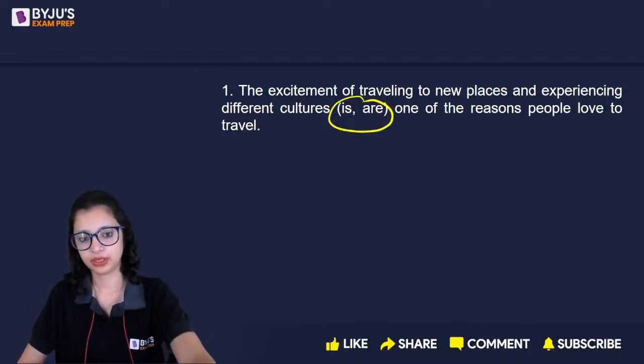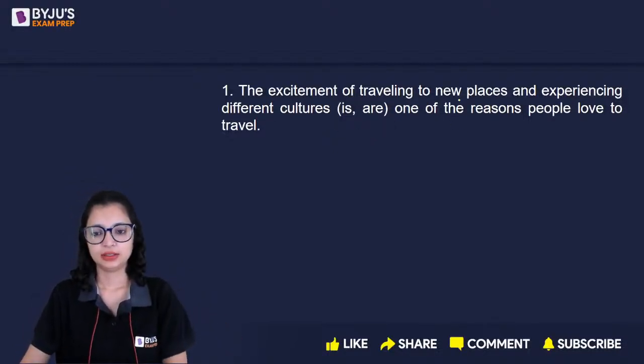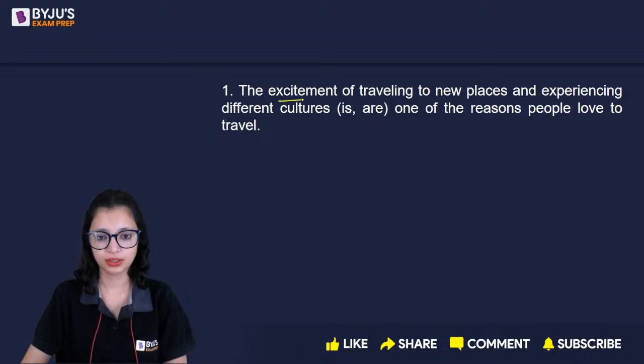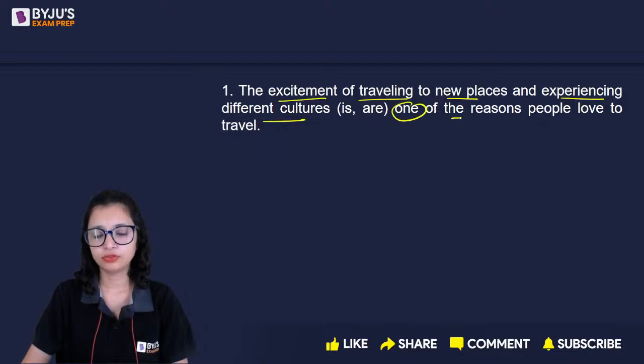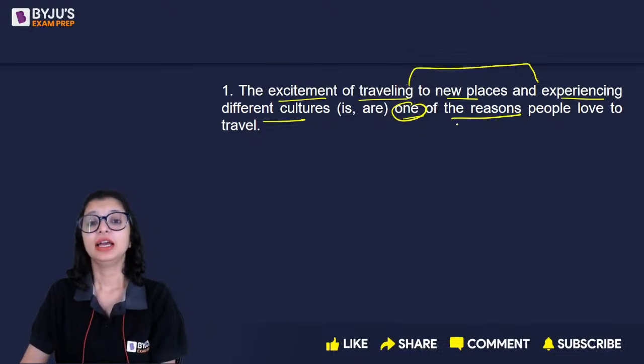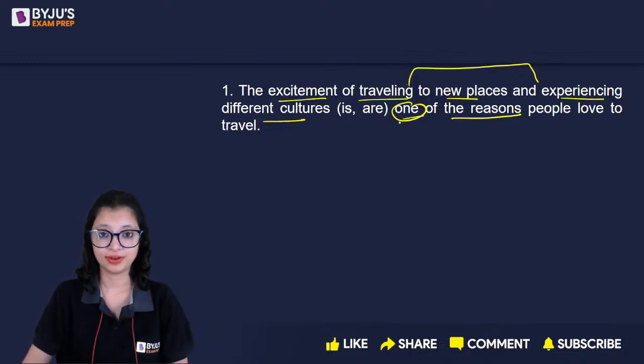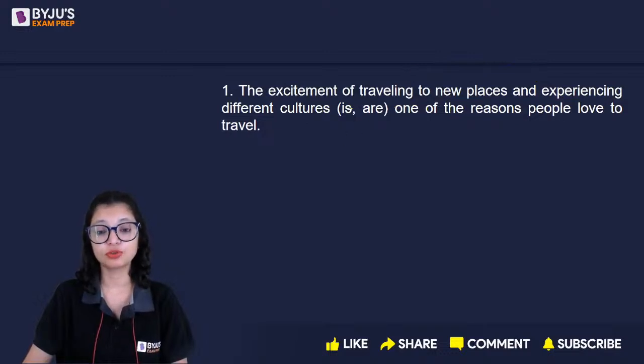So, let's look at the statement. The excitement of traveling to new places, 1, okay? 2, experiencing different cultures. How many subjects do we have? 2. But one of the reasons. If it is 1, it's a combination of these two, right? If it's a combination of these two, that makes one reason for people to travel. It's used as a compound noun here. These are compounded, and thus our verb is going to be singular.